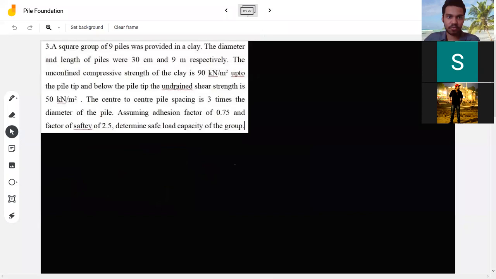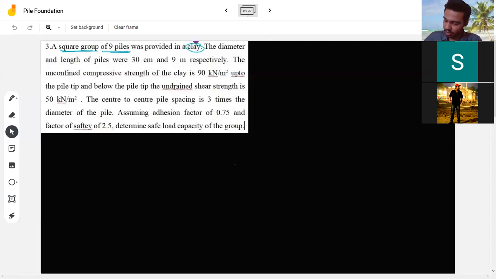The square group of 9 piles, and remember this group of pile sum is very important from a university point of view. It is always coming in the exam from this chapter, and there is one more topic from where sums come most. So you basically have a square group of 9 piles provided in a clay. The soil is a clay.